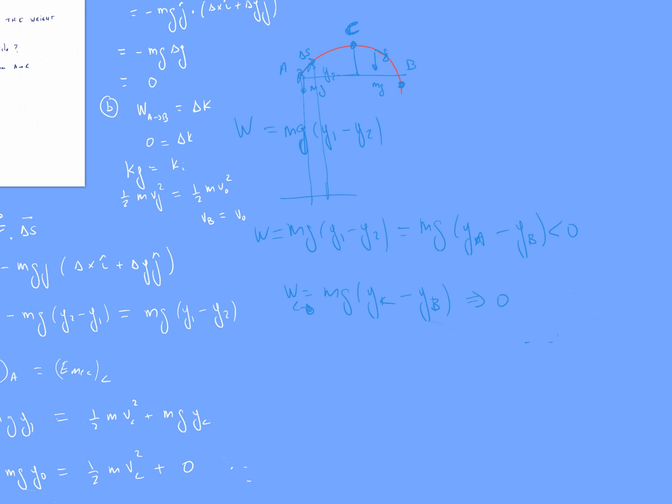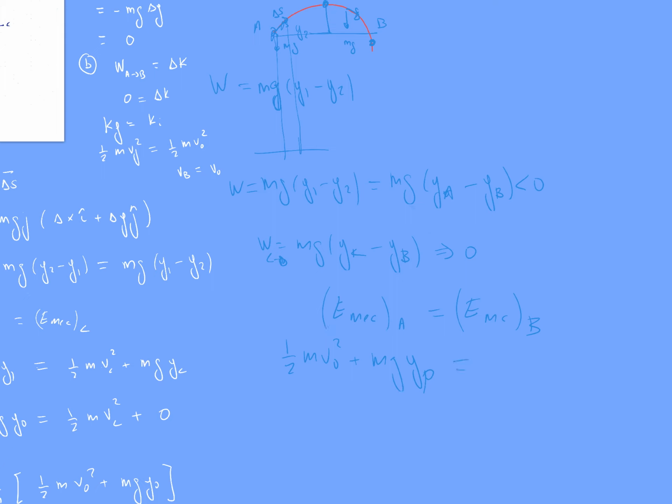The other way to say it is like this. The mechanical energy at A should be equal to the mechanical energy at B. What is the mechanical energy at the point A? It is 1/2 mv0 squared plus mg y0, the initial. And what is the mechanical energy at B? 1/2 mvv squared plus the potential energy mg yv.